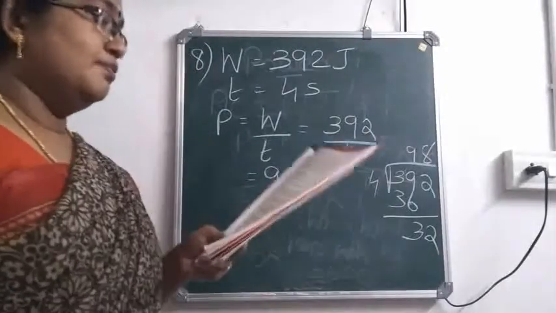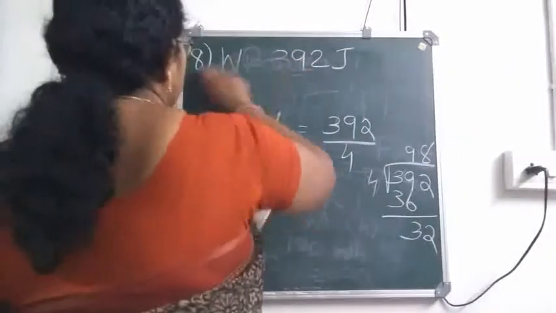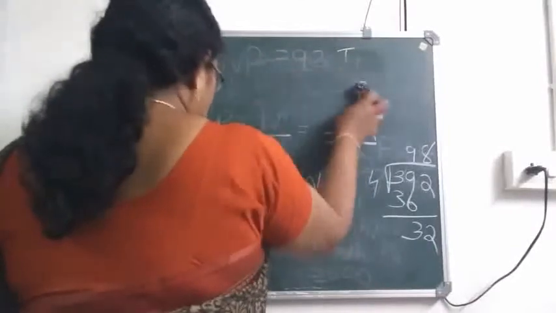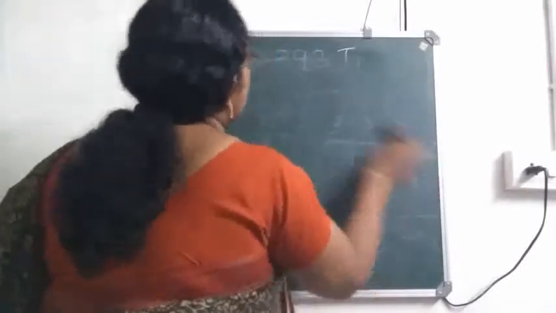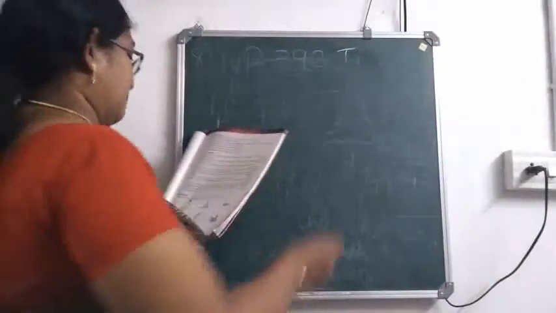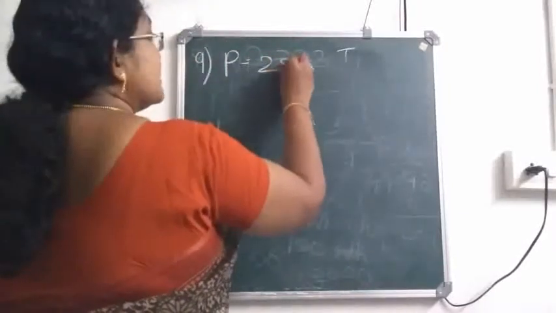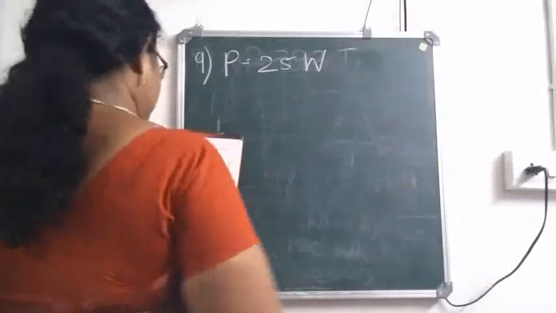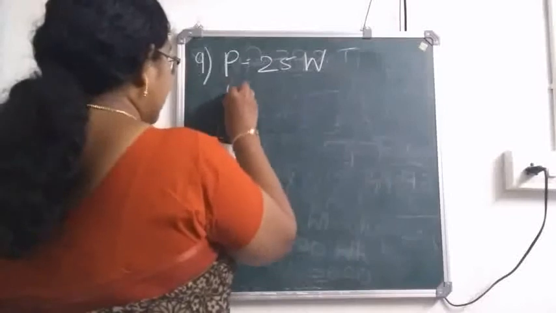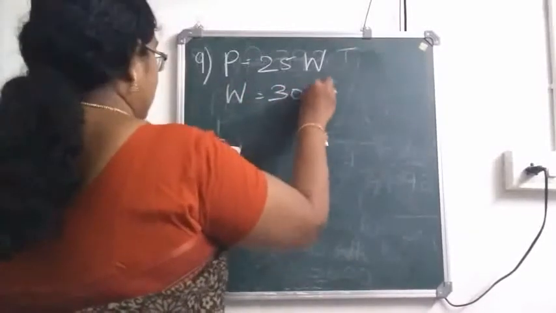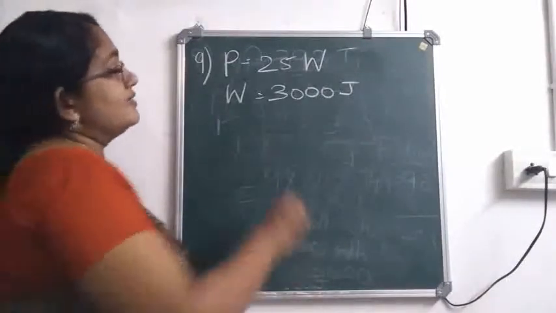Now, we will move to question number 9. Calculate the time taken by a 25 watt bulb to transform 3000 joule of energy. So in this case, we were asked to calculate the time. So, what all things are given here? Power is given as 25 watt. Then, work or energy is given as 3000 joule. So, here we have to calculate the time.